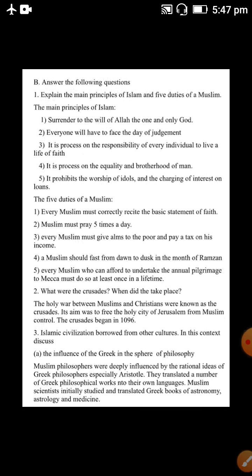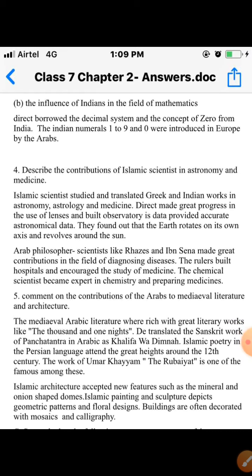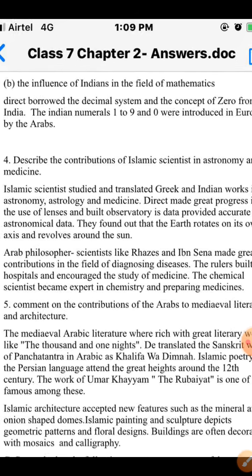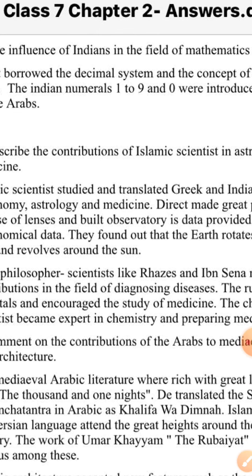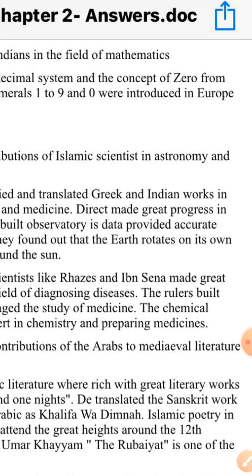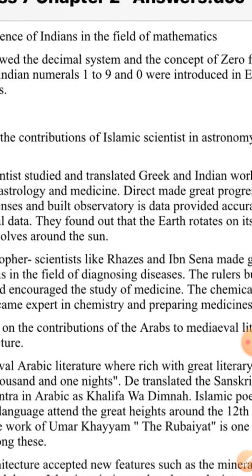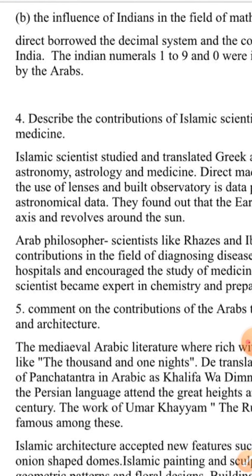Okay. Now come to the next part, question number B. The influence of Indians in the field of mathematics. So the answer is direct borrowed. We are talking about Islamic culture. Okay. So they directly borrowed the decimal system and concept of zero from India. The Indian numerals 1 to 9 and 0 were introduced in Europe by the Arabs.